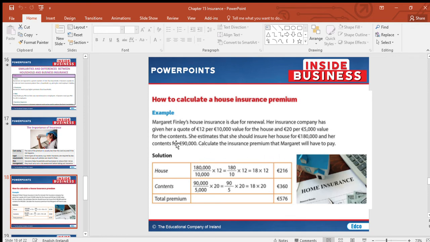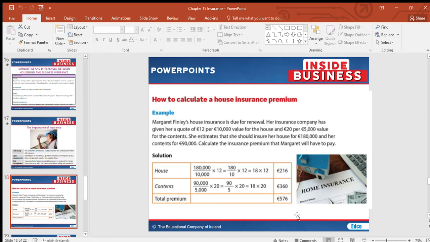Again, the exact same thing. If her contents are valued at 90,000 euro, and for every 5,000 euro in contents she pays 20 euro, I put 90,000 divided by the 5,000 multiplied by 20. The valuation of her contents divided by the per valuation figure multiplied by the cost per valuation figure. That gets me 360 euro for contents, 216 for house, 360 for contents. If I add the total up, I find her total premium, how much Margaret will pay for insuring her house and her contents, and we can see that to be 576 euro per year.